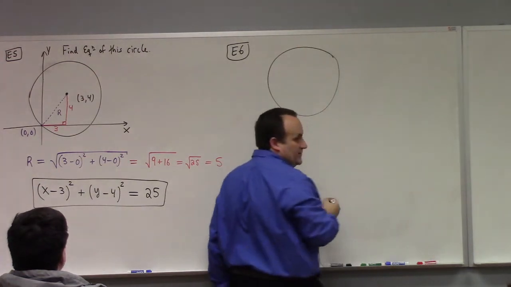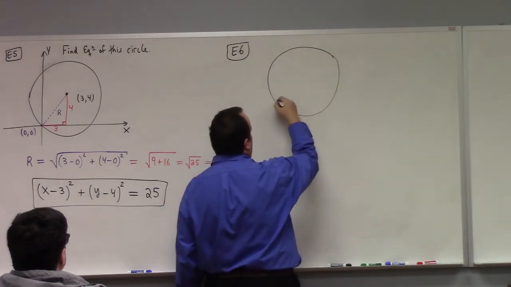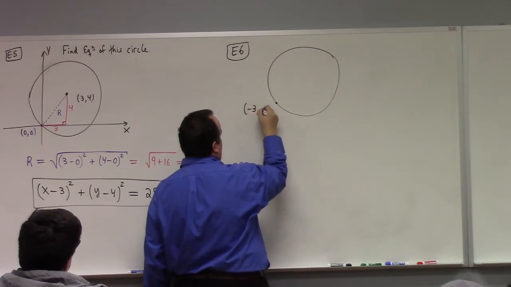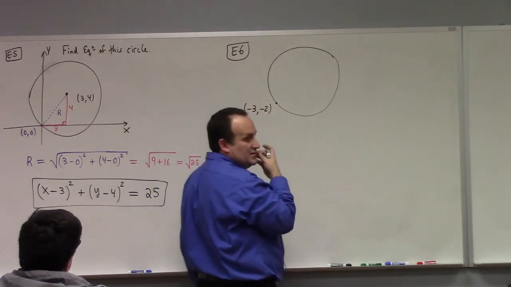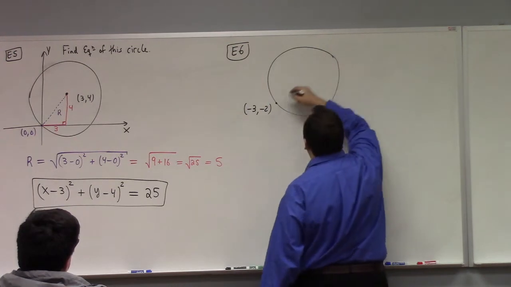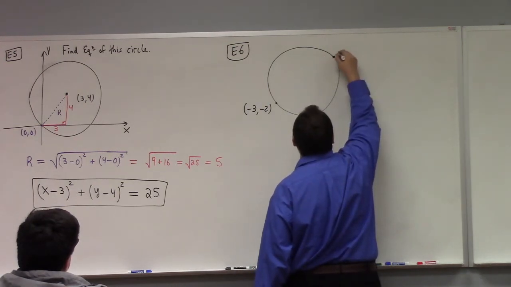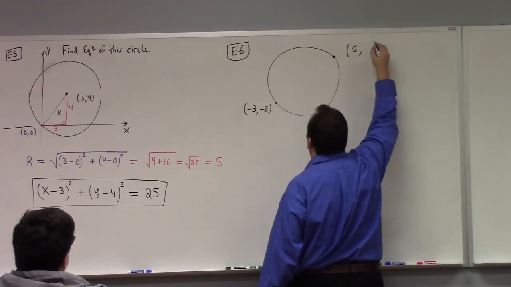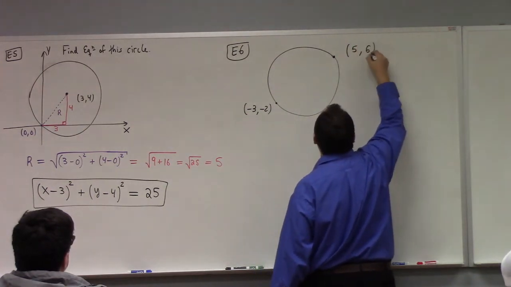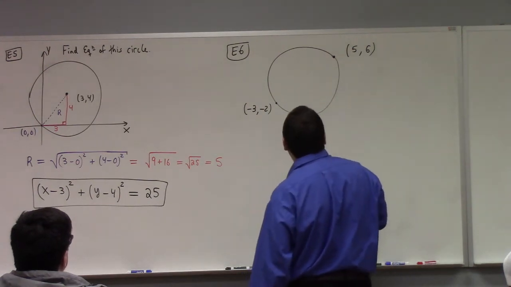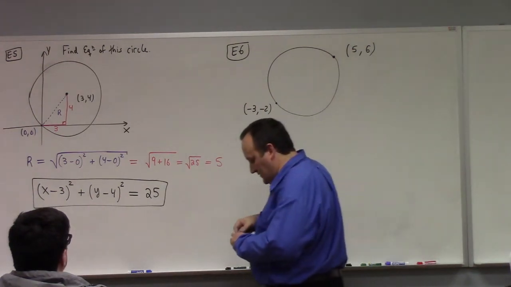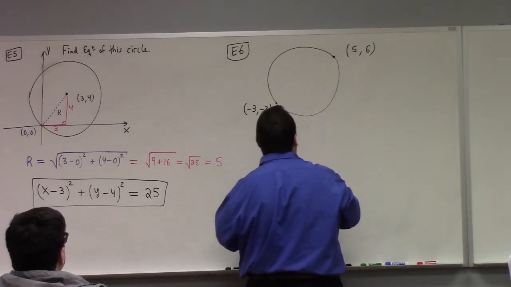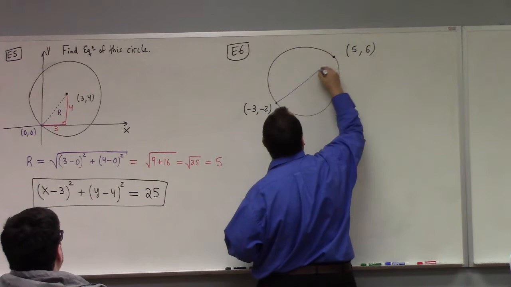How about this? So this point maybe is, I don't know, -3, -2, all right? And then there's another point on the circle diametrically opposed to it, over here, let's say at 5, 6. When I say diametrically opposed, I mean these 2 points lie on a diameter of the circle. What's a diameter of the circle? The line through the middle, right.